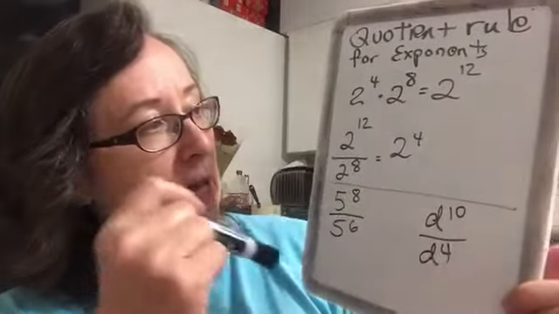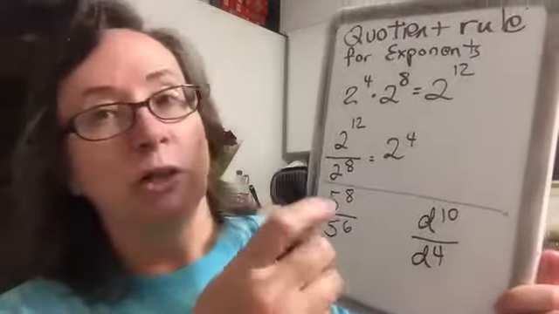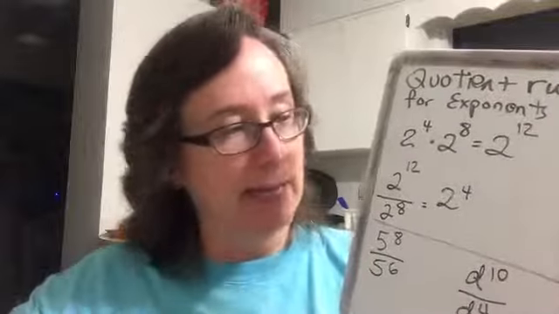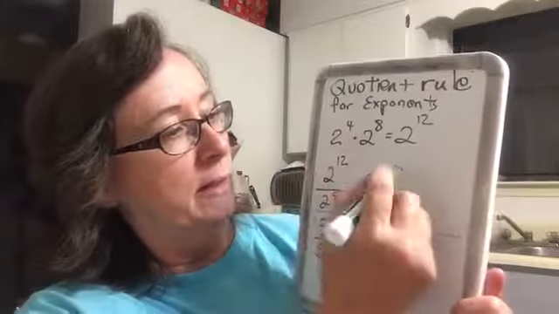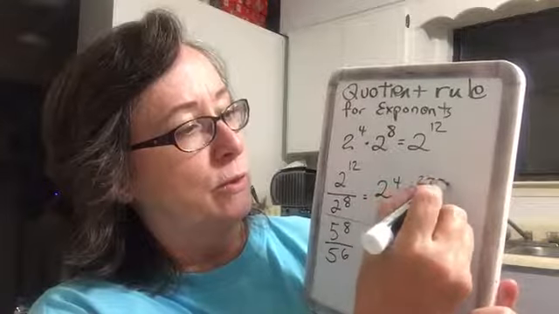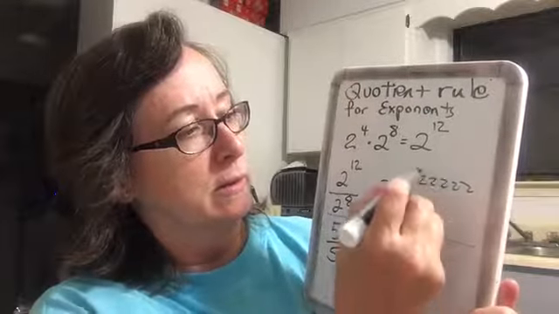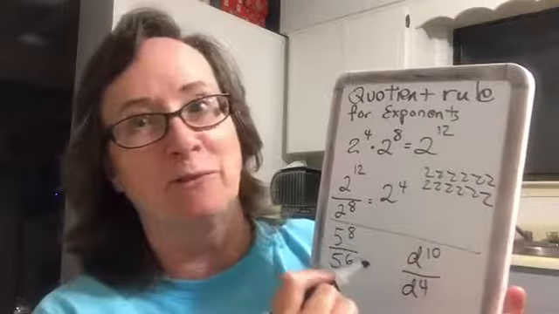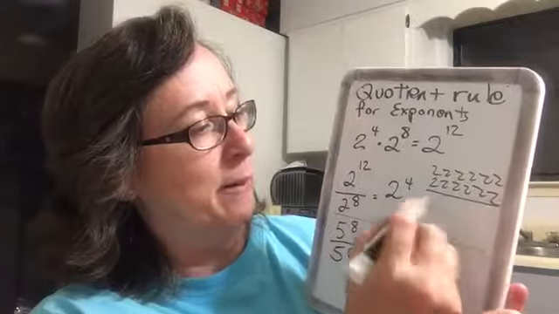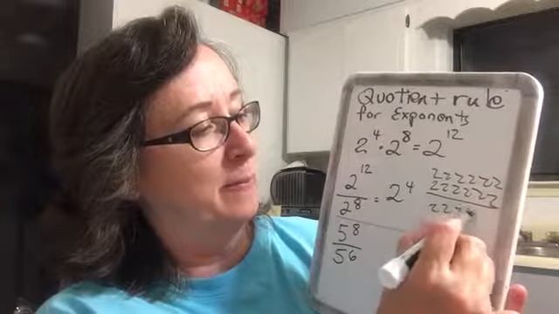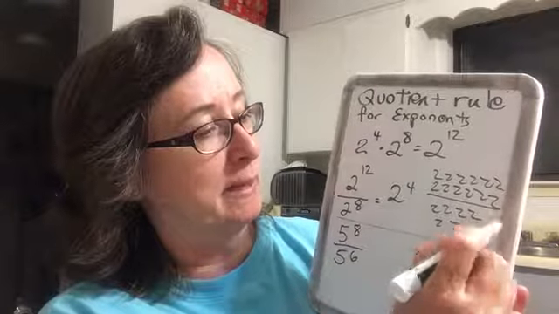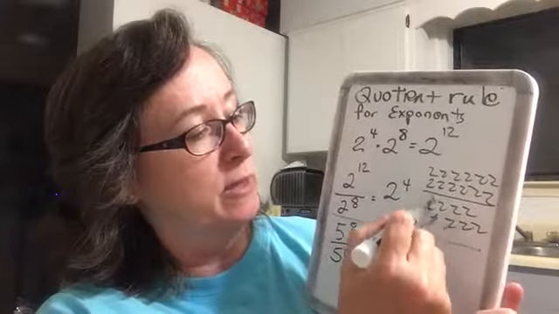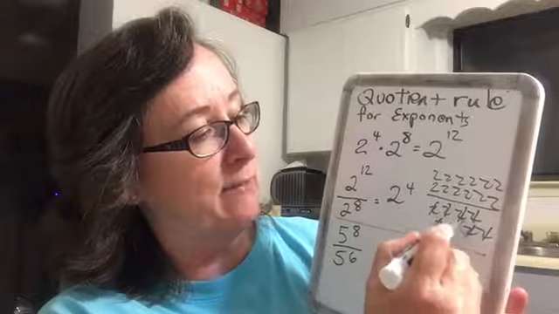If you were to expand this, remember, you would have 2, 2, 2, 2, 2, 2, 2, 2, 2, 2, 2, 2. We'd have 12 2's on the top, and we would have 8 2's on the bottom. I know this is going to look a little weird because I ran out of room, but 1, 2, 3, 4, 5, 6, 7, 8.